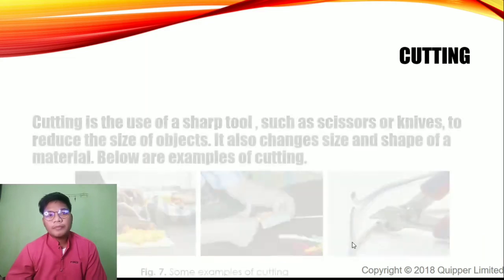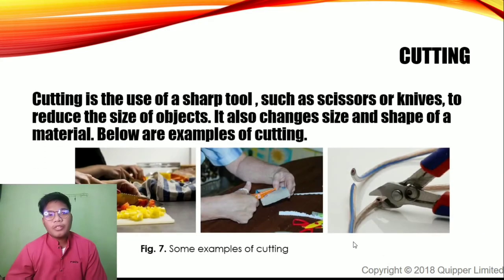Cutting. Cutting is the use of a sharp tool, such as scissors or knives, to reduce the size of objects. It also changes size and shape of a material. Below are examples of cutting.